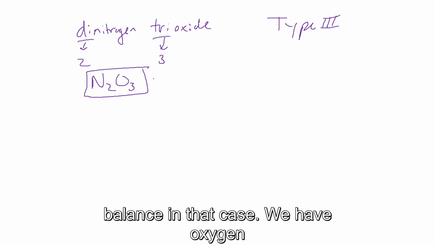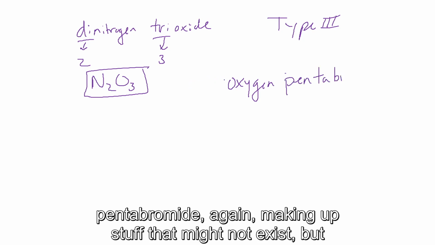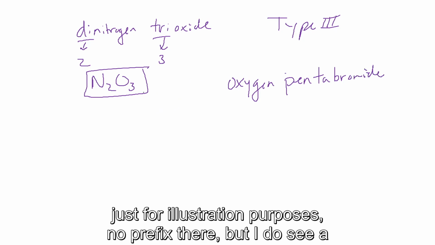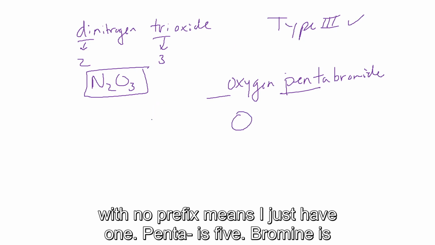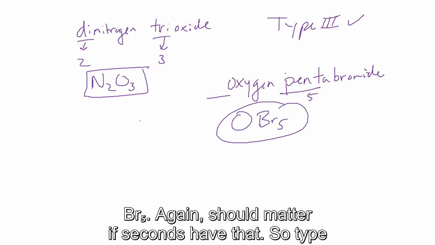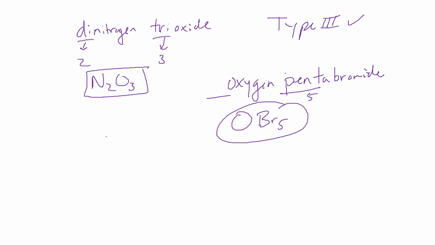We have oxygen pentabromide. Again, making up stuff that might not exist, but just for illustration purposes. No prefix there, but I do see a prefix here. Tells me it's type 3. Oxygen on the first name with no prefix means I just have 1. Penta is 5. Bromine is Br 5. Again, should matter of seconds have that. So type 3, super simple, where we actually do use prefixes, and you just got to watch out for those couple of things.